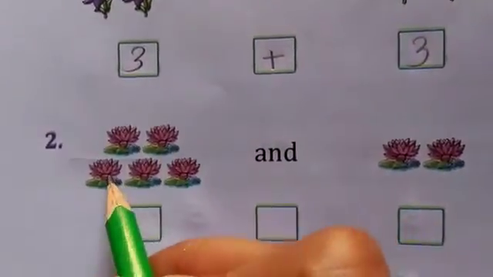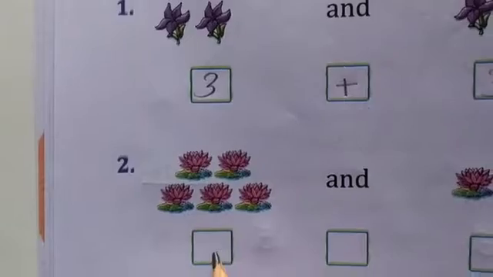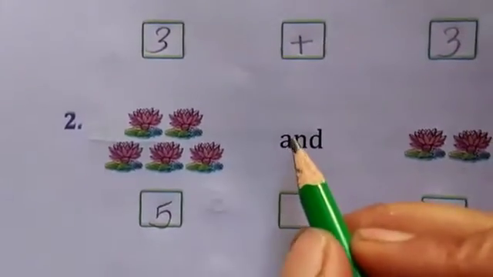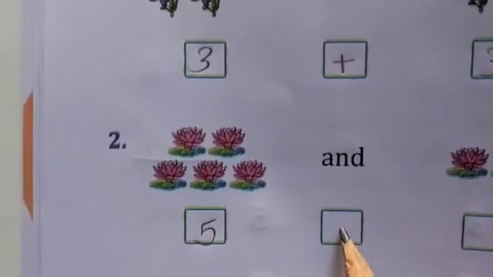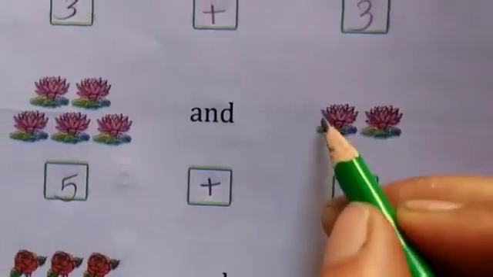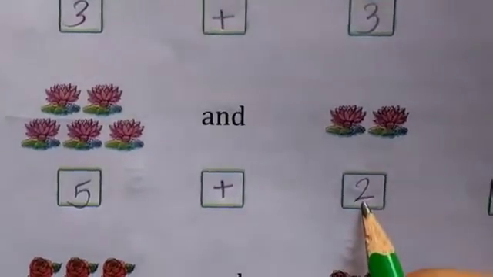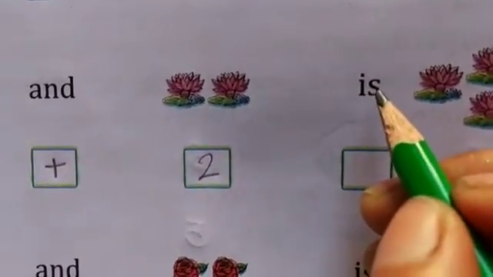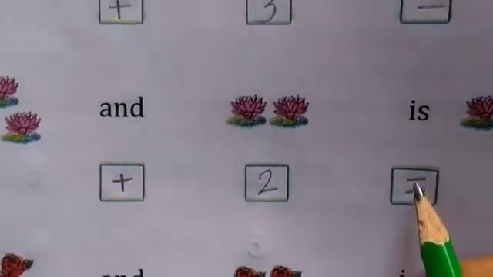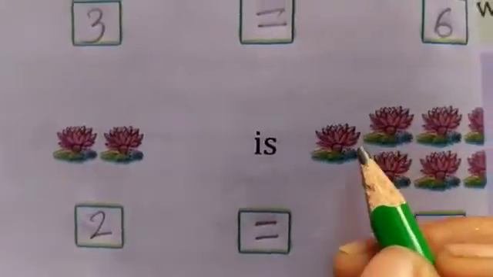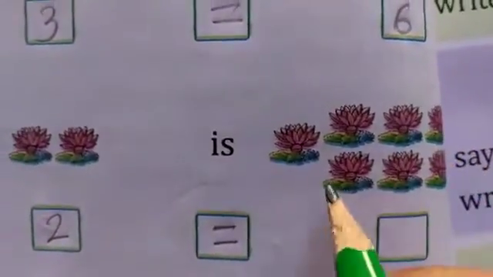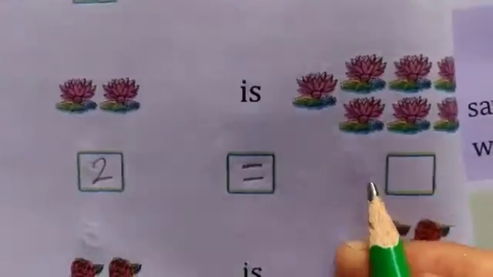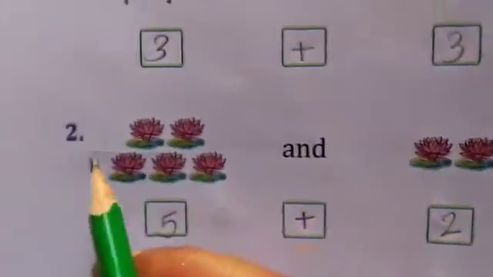Next is 1, 2, 3, 4, 5. How many lotus? 5, so we write here 5. What do we write in place of 'and'? The sign of addition. Then 1, 2. How many lotus? 2, so we write here 2. In place of 'is' we write equals to. Then add all the lotus: 1, 2, 3, 4, 5, 6, 7. So we write here 7. When we add 5 plus 2 equals 7, we get 7 flowers.